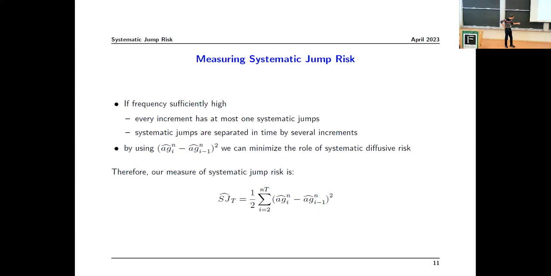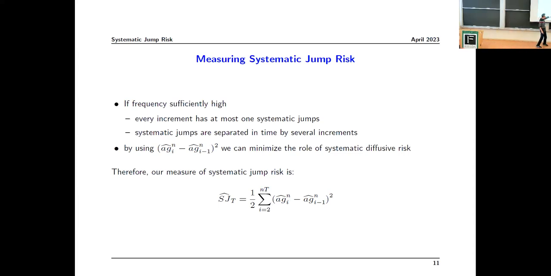And here's the statistic formally defined. You look at these consecutive differences of these cross-sectional averages, you square it, you normalize it by 1/2, and that's it. What this builds on is the idea that if I'm sampling frequently enough, a jump can happen only in one of those increments.